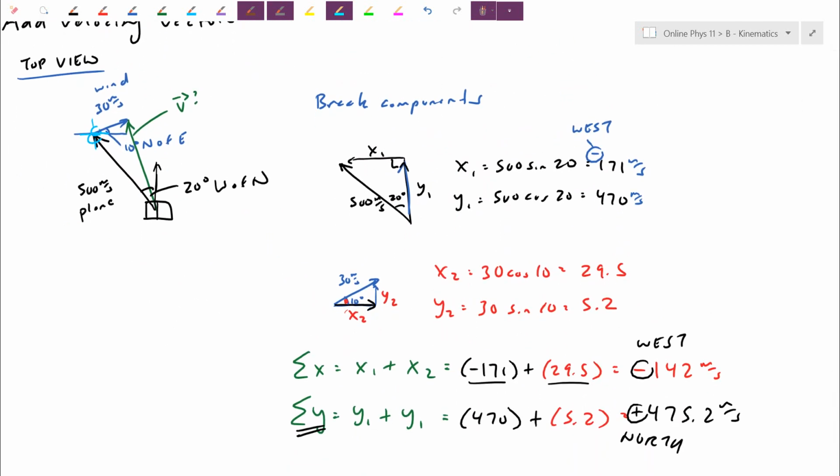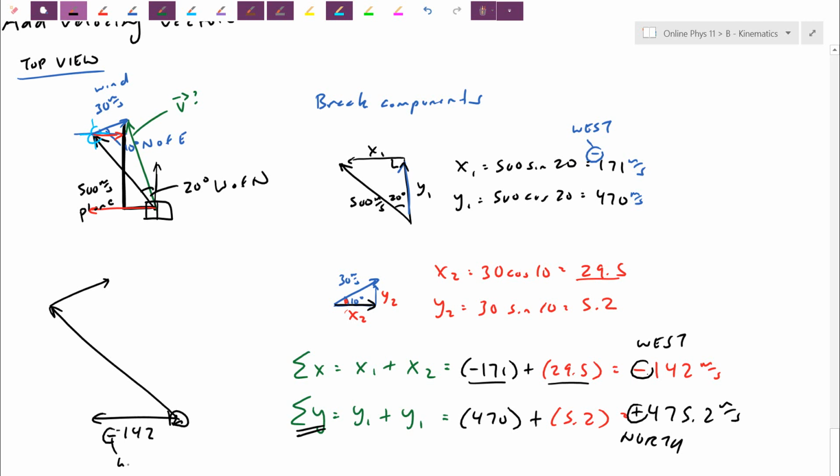I broke down the horizontal bits here. I took the 171, that would have been because of the plane. I added the 29.5, that would have taken you back a little bit because of the wind. And now what I've done is I've actually calculated for you. Here's a new triangle. From my plane's heading, I'm just going to zoom in for you. From my plane's heading, I actually still go west, but only 142. That negative just implies west.